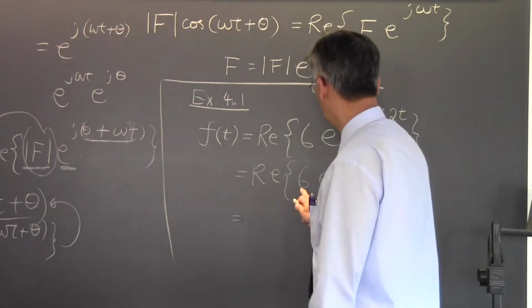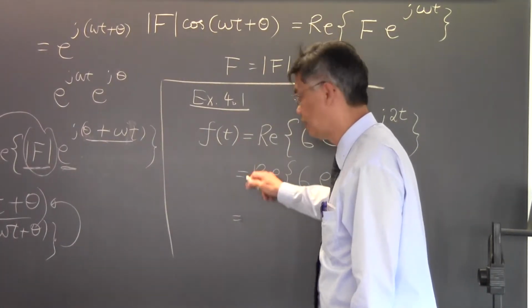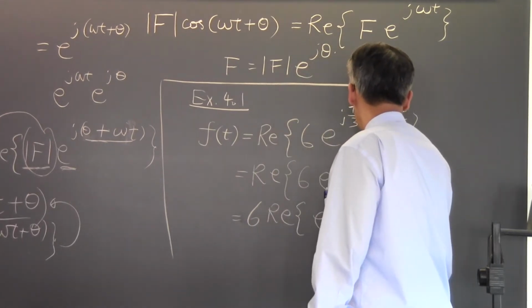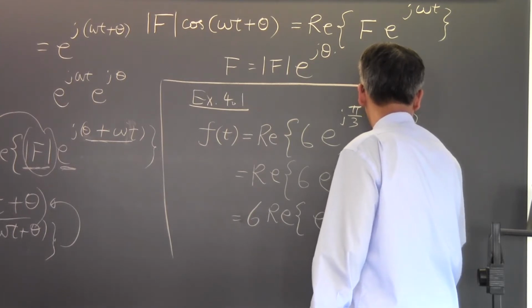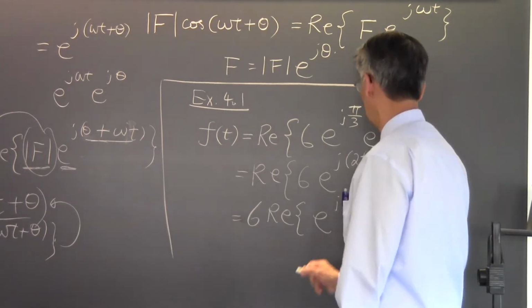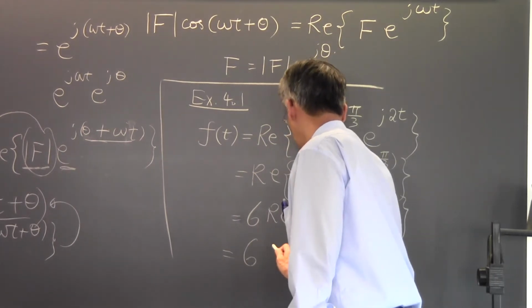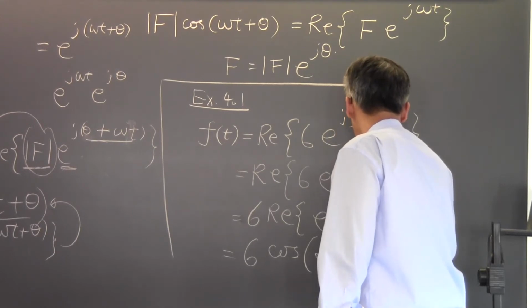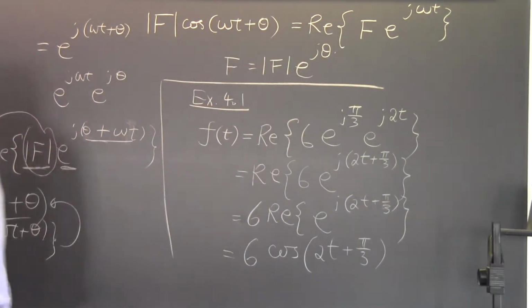So similarly, this real number can be taken outside the real operator and be written as the real part of e to the j 2t plus pi over 3. And then if you take the real part of this, you get cosine of 2t plus pi over 3. Okay, is this clear? Because there is quite a bit of manipulation of Euler's identity and then using the properties of complex numbers that you have had in one of your homework problems. Okay, is this clear to everybody?